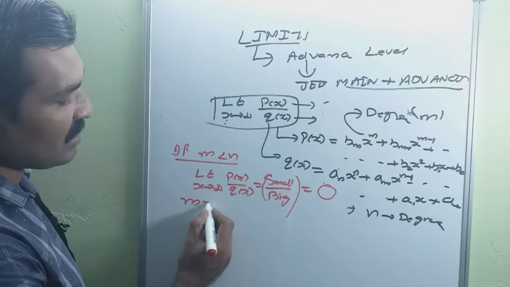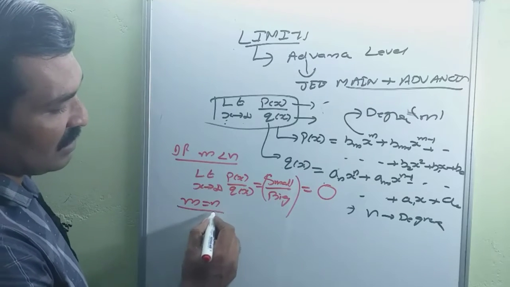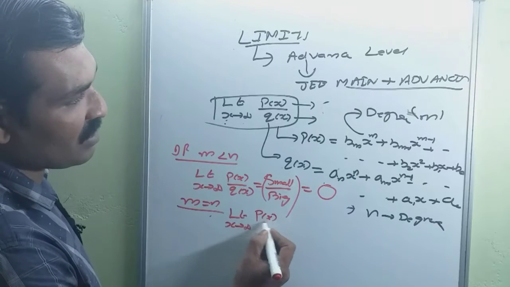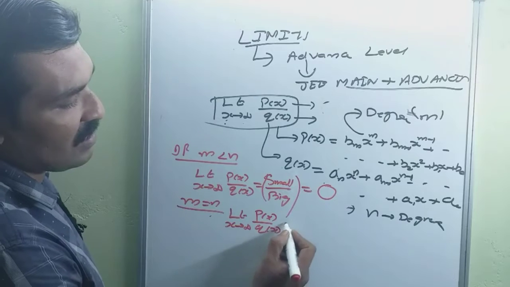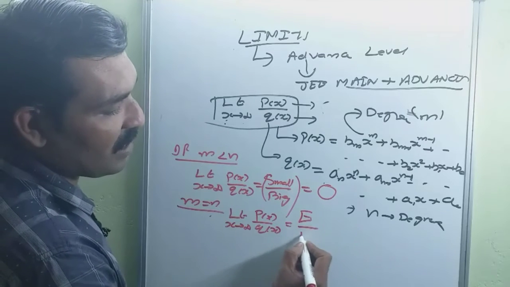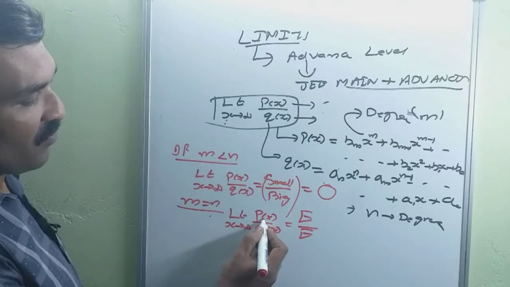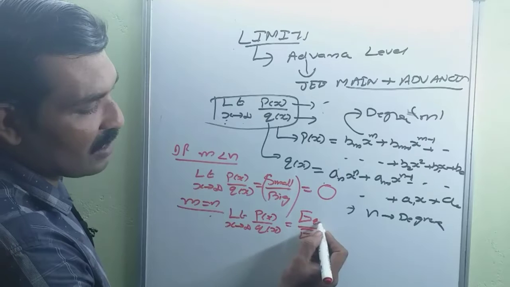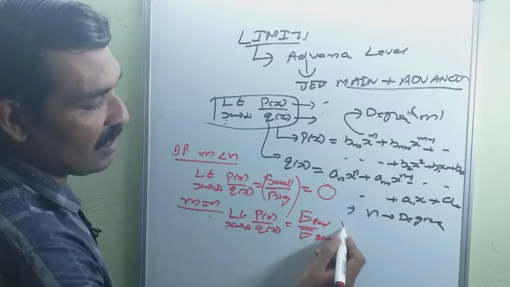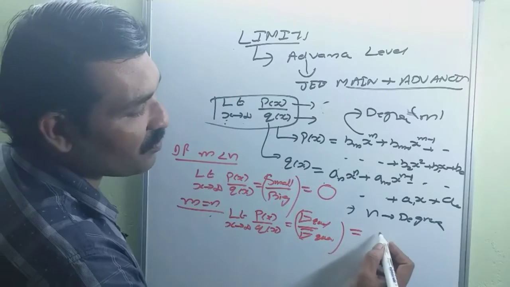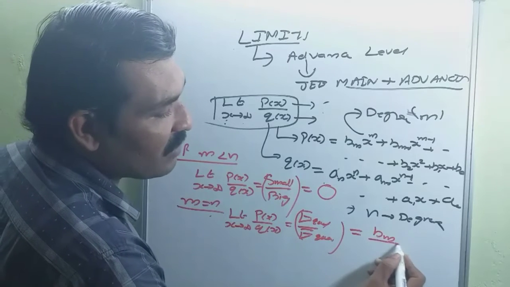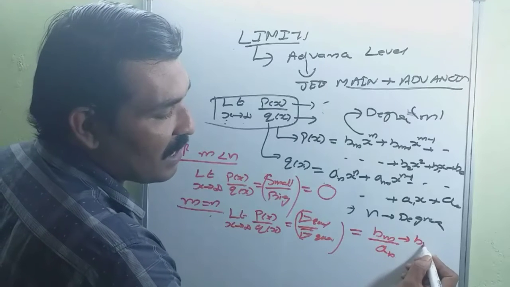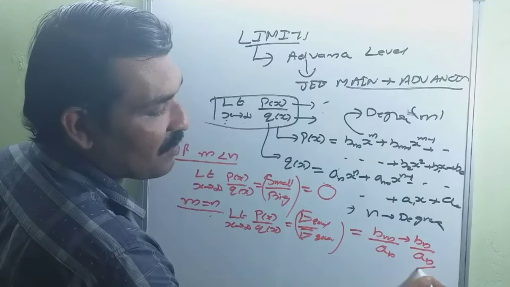Now if m is equal to n, that implies limit x tends to infinity p of x by q of x is equal degree divided by equal degree. Since degree of p of x is equal to m, and degree of q of x is equal to n, that is equal degree by equal degree form. So answer is equal to bm divided by an. Since m is equal to n, so this is equal to bn divided by an.